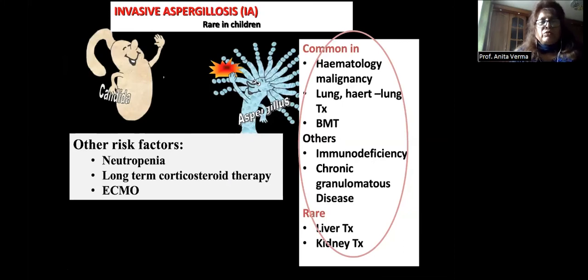So the second most common fungal infection is invasive aspergillosis. Although it is rare in children, the most common risk factor is the patient with hematological malignancy, bone marrow transplant, and chronic granulomatous disease. It's very rare in solid organ transplant recipients. Other risk factors are persistent neutropenia, long-term corticosteroid therapy, and patients on ECMO.